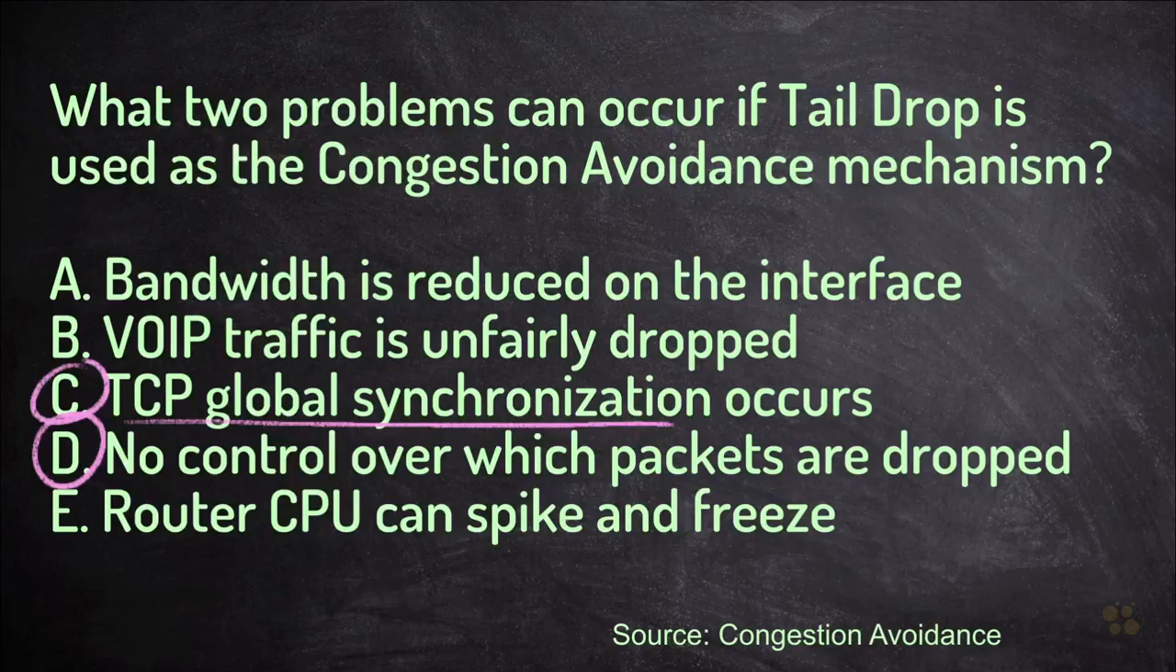But the other big problem that we have is this idea of control. If you haven't noticed the theme over the last couple of skills, we like control over which packets are being dropped in our network, and congestion avoidance can give us that control. So C and D again are our answers.